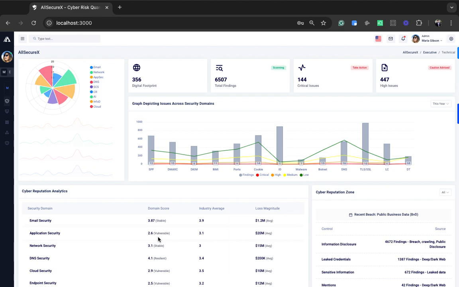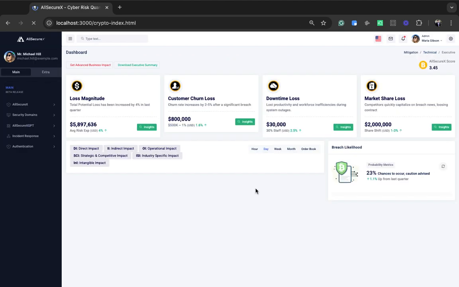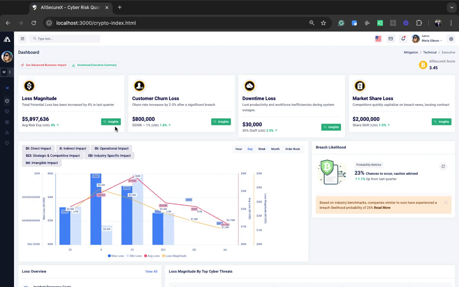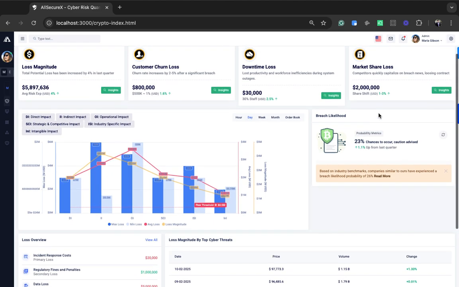Another aspect of the dashboard is understanding through an executive level perspective, which is actually non-technical data. It's for the person who is not into cybersecurity but will get a better understanding regarding the same. So we have mapped the entire data in terms of the financial impact here. For example, the overall loss magnitude of the organization is around 5.8 million US dollars, which means that if an attack happened, then this is something the organization might lose. Similarly, the customer churn loss, the downtime loss, and the market share loss because of cybersecurity attacks which happened. So we are making cybersecurity less of a technical jargon with this executive dashboard.